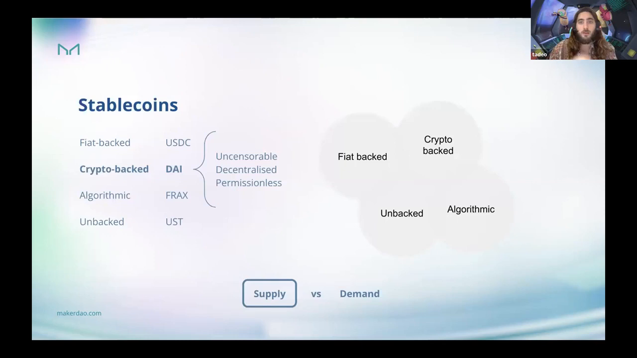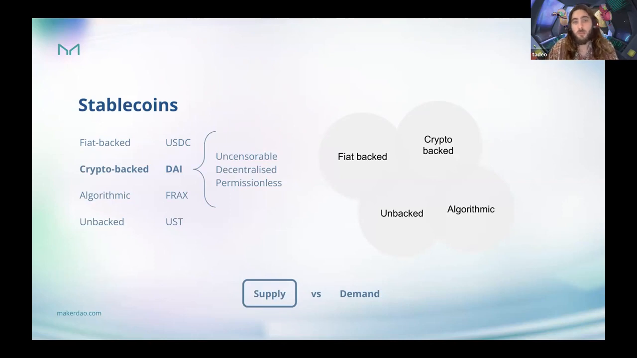Just as a high-level positioning, as Gabriele was mentioning, there's a lot of different stablecoins, different flavors, combinations of design patterns. The main ones being the fiat-backed, which in this case would be USDC, created by Circle; crypto-backed, which will be the one that we'll be talking about today, DAI; and then we have algorithmic. In my case, I will consider USD to be an unbacked currency, but there's a lot of space to have a discussion about this.